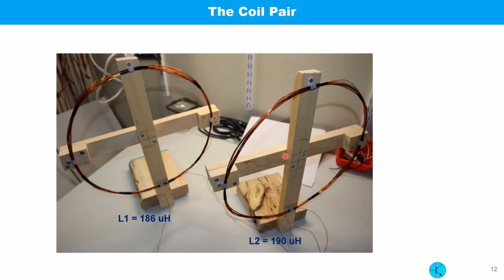The two coils shown here, though the diameter and the number of turns were the same, had a slight difference in the values of the inductances. One is 186 microhenry and the other is 190 microhenry. As the coils are not made with good precision, that is why the differences.